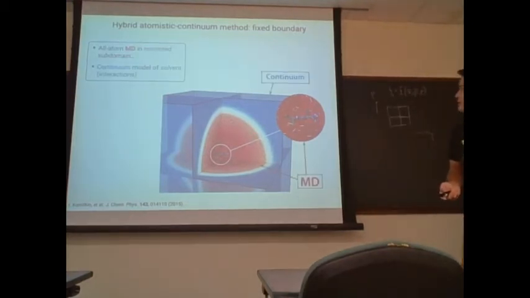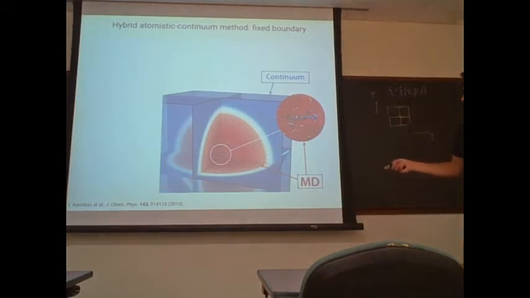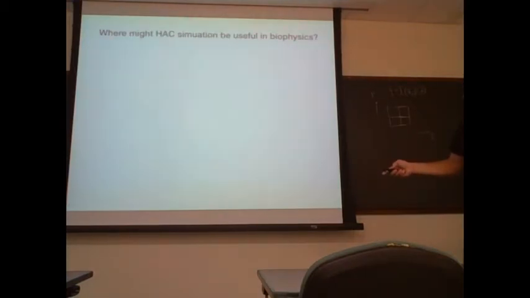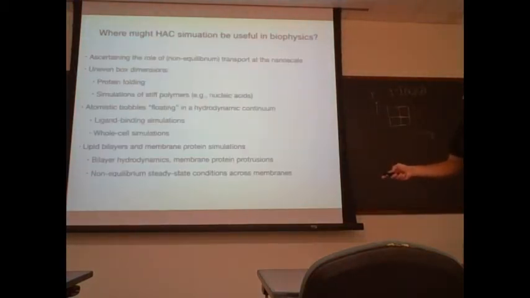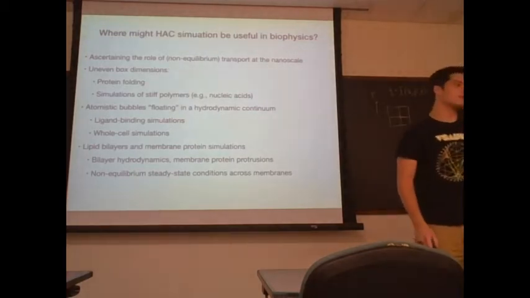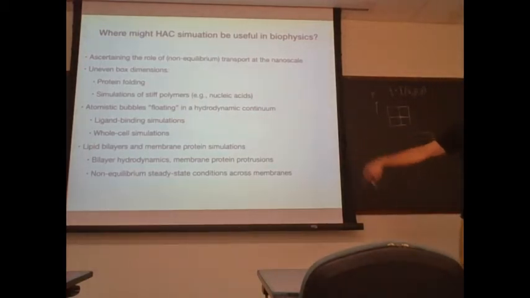Okay, so the idea is in some subdomain you have MD. Everywhere else you have a continuum, and then you have some boundary conditions that you have to match at the interface. And so again, it's one of these lists. We don't have to go over details. I'll just leave it up for now.